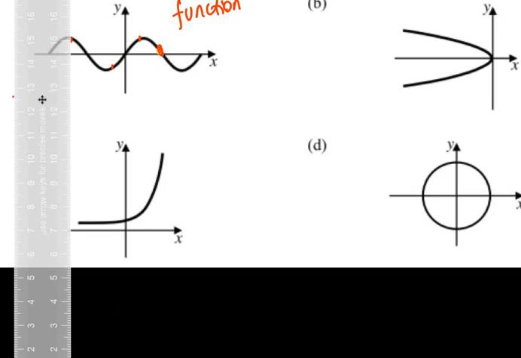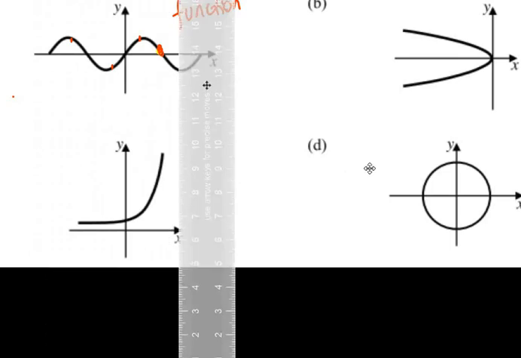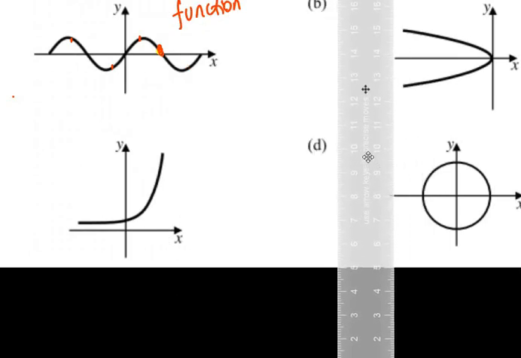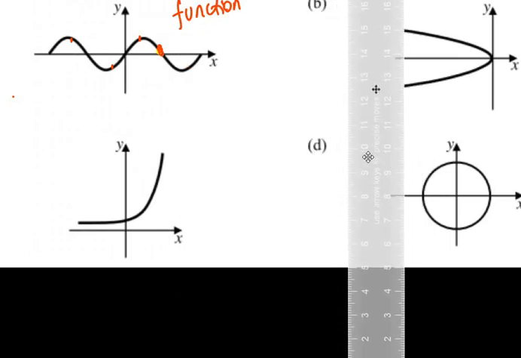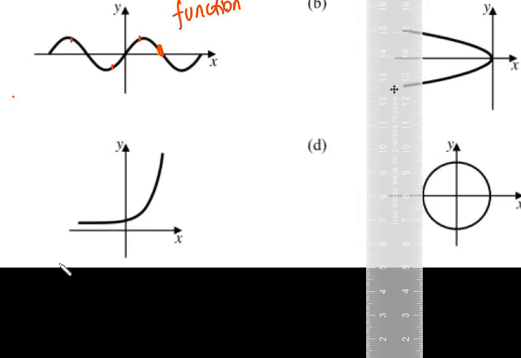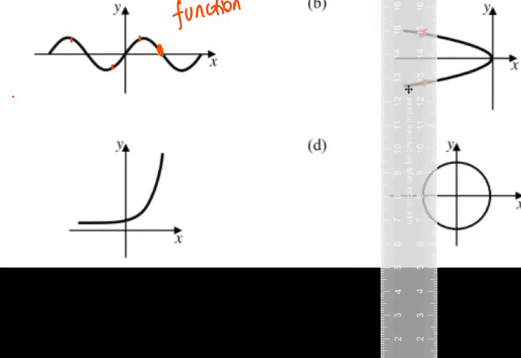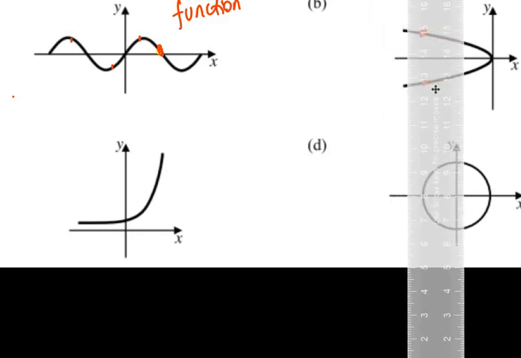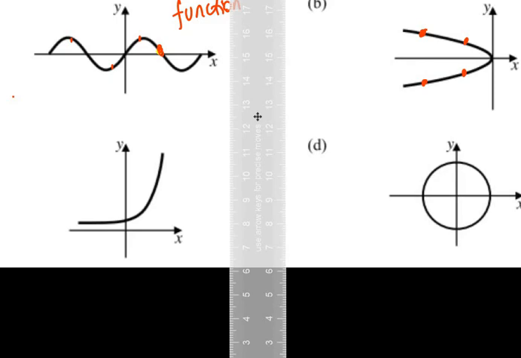Let's move to the next one. Now I'm going to move it to the right. It's touching how many times? Twice. So it's touching here, and then it's also cutting there, and it's doing that throughout. So that means this thing that we are looking at, is it a function? No. It's not a function.